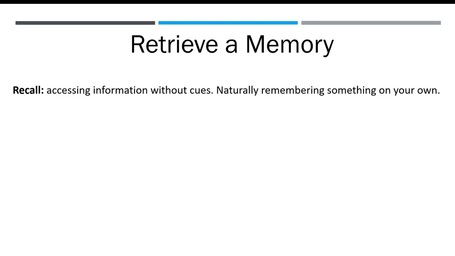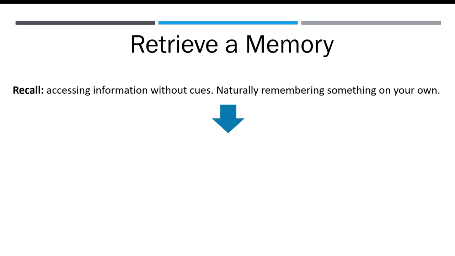And now, we've established the steps to remember information from sensory memory to short-term memory and then to long-term memory. But now, how do we retrieve that information that we're storing in our long-term memory? The first step is recall, and we recall the information by accessing information without cues or just naturally remembering something on your own.